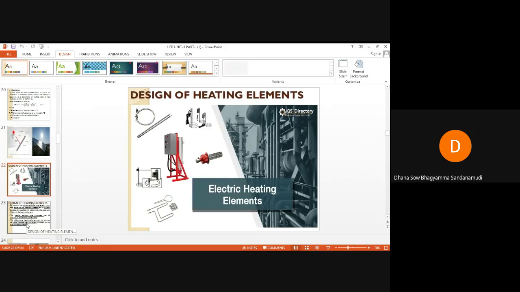Let us discuss the design of the heating element. If you know the supply voltage and the electrical energy input, the design of the heating element for an electric furnace is required to determine the size and length of the heating element. Heating elements are utilized in industries as well as for domestic purposes. But first of all, we must design the heating elements.